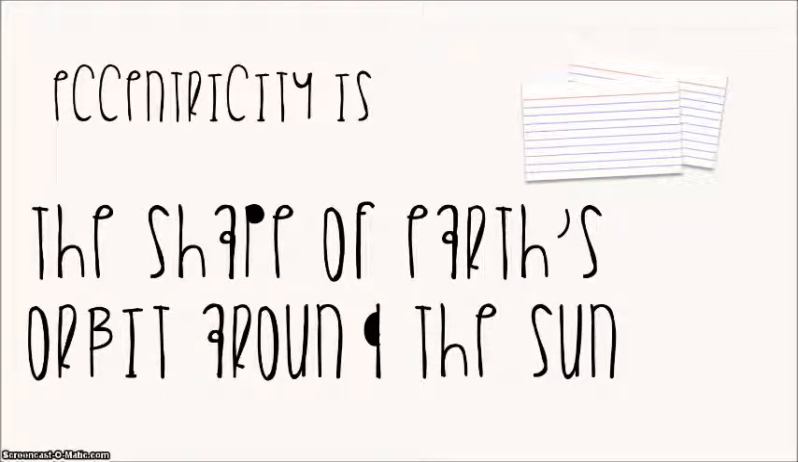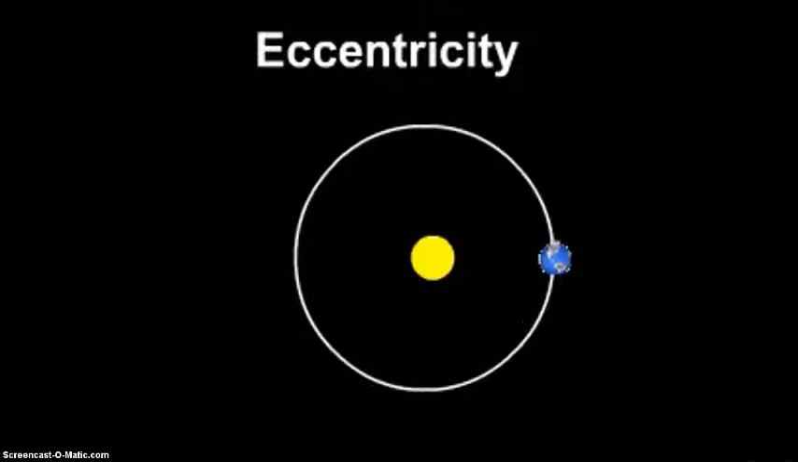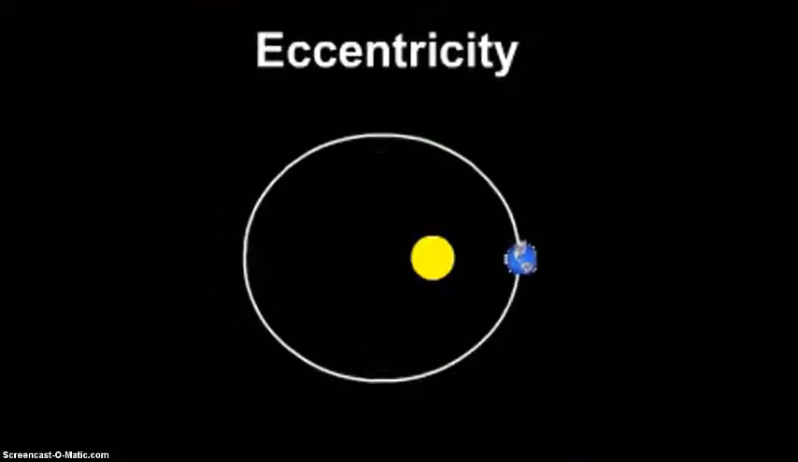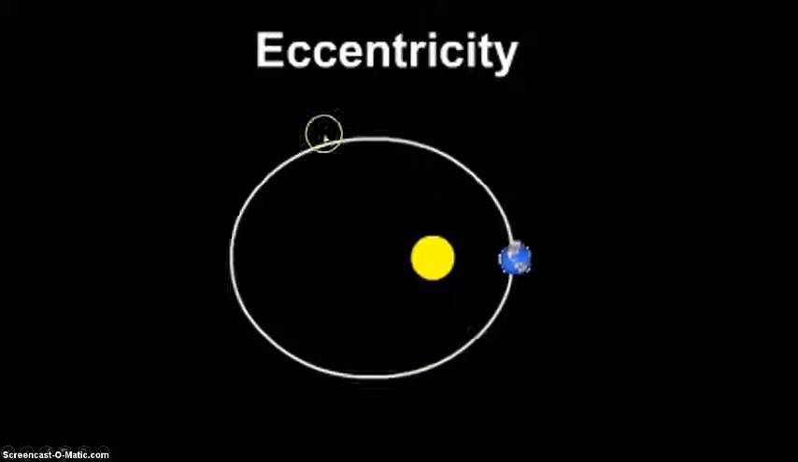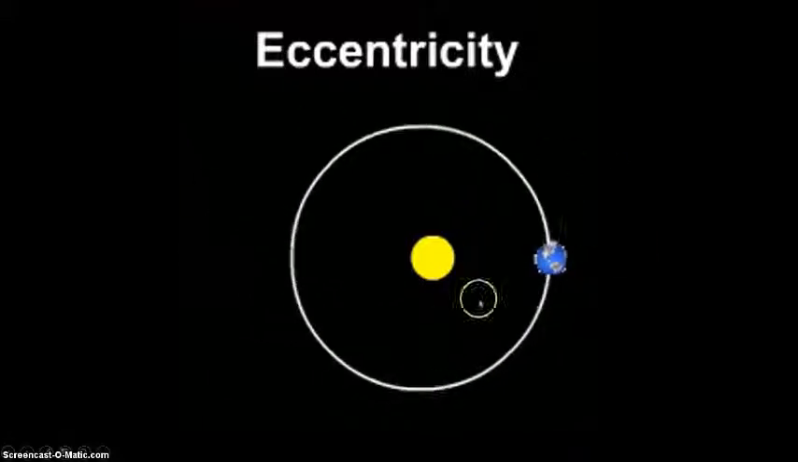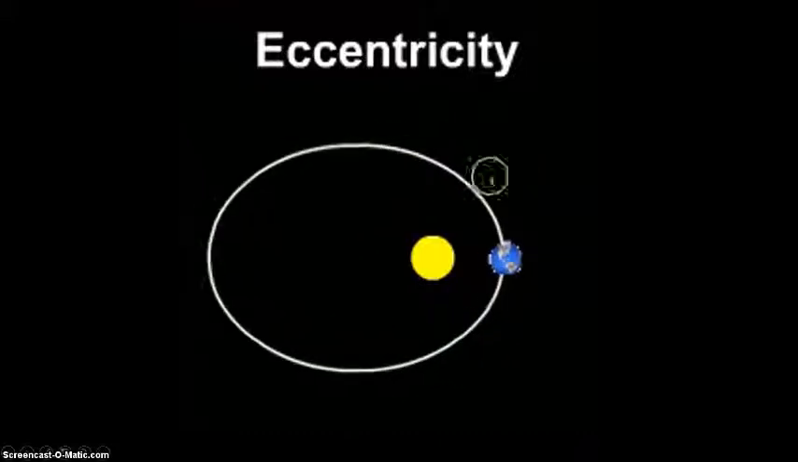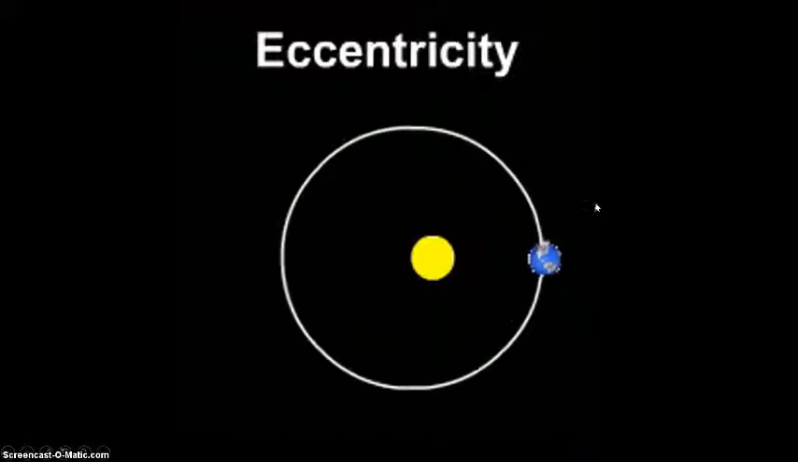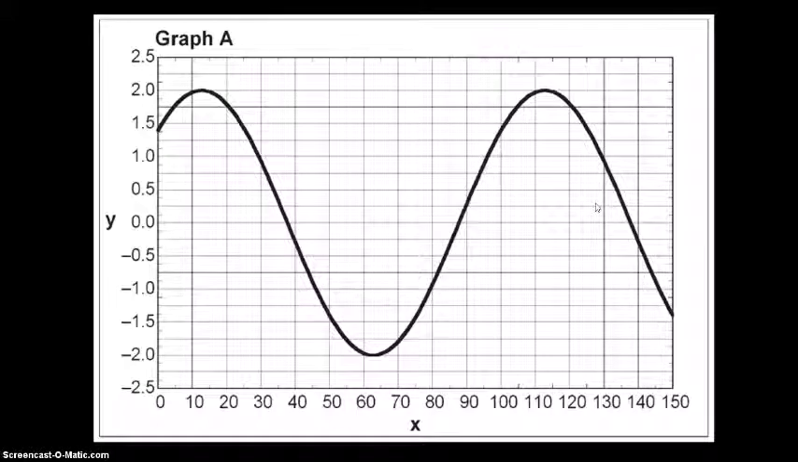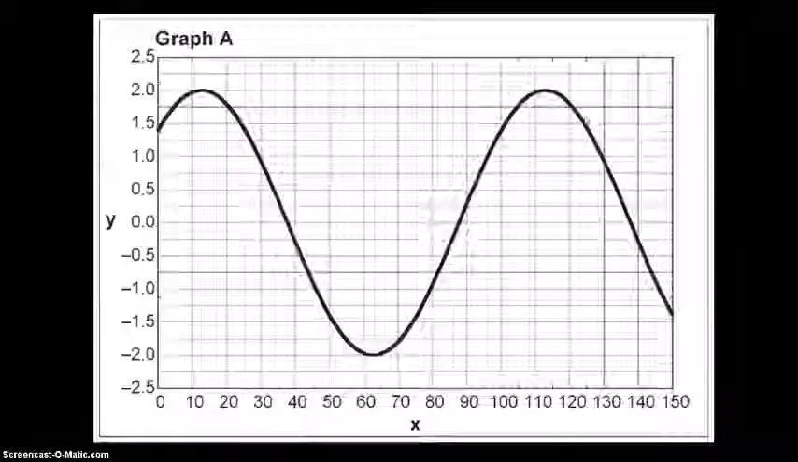It's the shape of Earth's orbit around the sun, how circular or elliptical it is. Here we have a nice animation to show you some nice differences between the circular, which is what we're more like now, and the elliptical, which will be 50,000 years from now. When we were looking at the graphs, it most closely correlates with graph A, which takes about 100,000 years to complete one cycle of this wave. That's graph A, and that's eccentricity.